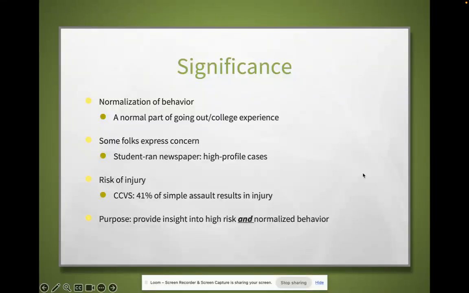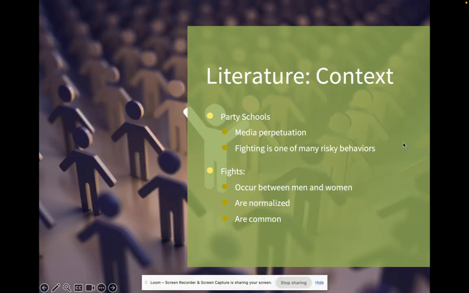And so trying to understand why this high risk and yet normalized behavior is so common on college campuses is really the root of and the significance of this study. All right, literature, party schools. So during this time around 2013, 2014, there were a lot of researchers publishing books and journal articles about this youth subculture on college campuses called party schools, where students were engaging in this risky, often dangerous behavior.